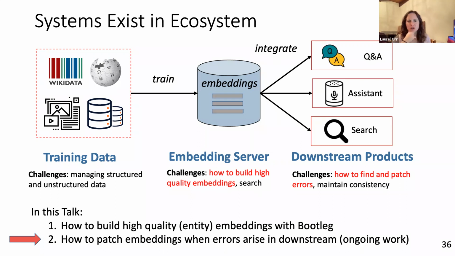There's some work in our lab trying to understand how type embeddings, or type information broadly, can help with a standard language model. So there are lots of interesting questions about how to better generalize to the tail with these embedding systems. But now I'm going to talk about the next problem, which is very ongoing preliminary work: how do you fix embeddings when errors arise on downstream systems?